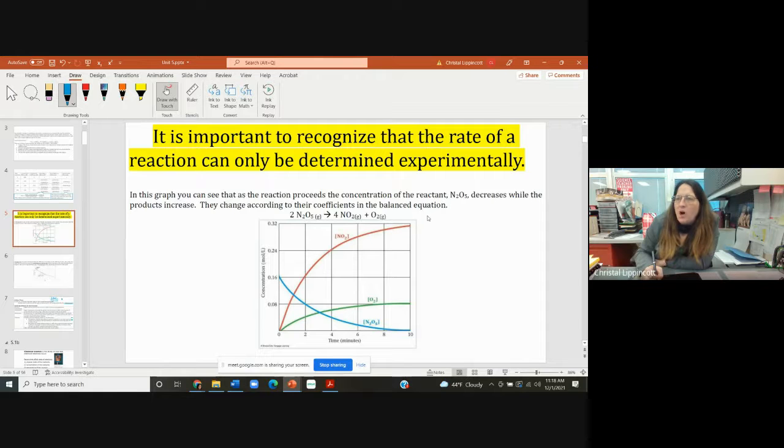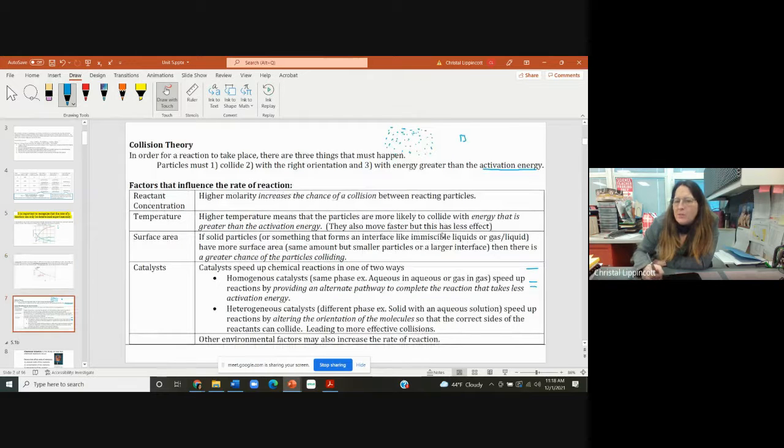You have what's called elementary steps, where you have a reaction that looks like this, but it's actually taking place in a couple of different steps. And we're looking at the whole reaction here, we're looking at what we started with and what we ended with, but we're not looking at the changes or transitions that happened in between. So we're going to be talking about those in this unit.